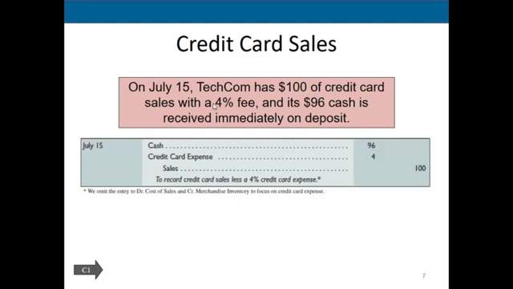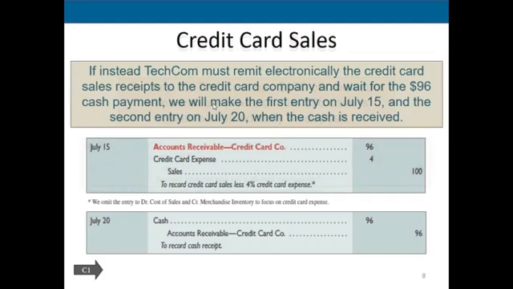And those fees are staggering at the end of the year. I'm not kidding about that. Here we'll look at this one as well. If instead TechCom must remit electronically the credit card sales receipt to the credit card company and wait for the $96 cash payment, we make the first entry on July 15 and the second entry on July 20th.